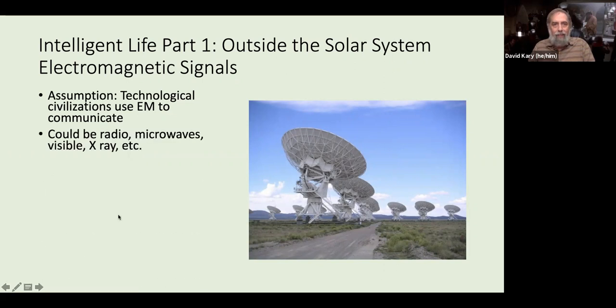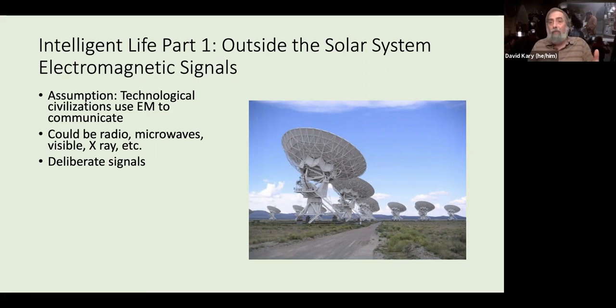And when I say electromagnetic, that could be radio, that could be microwaves, that could be visible light, that could be X-rays. So we could be talking about almost any part of the electromagnetic spectrum here as a means of communication. And then you can look at different things that might be going on that we might tap into.